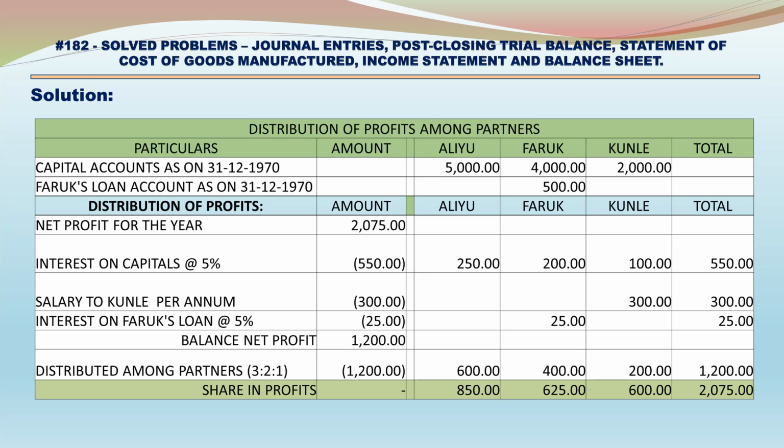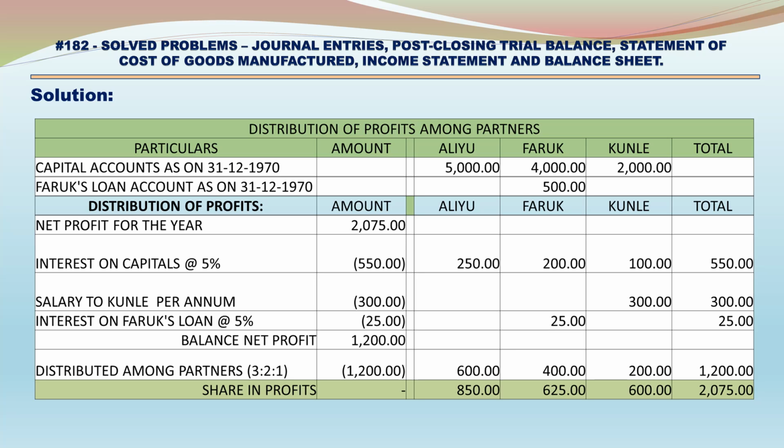Interest on capitals at 5%: Aliyu 250, Farooq 200, Kunle 100, total 550. Salary to Kunle per annum 300. Interest on Farooq's loan account at 5%: Farooq 25. Balance of net profit: 2075 net profit minus interest 550 minus salary 300 minus interest on Farooq's loan 25. Balance net profit 1200.